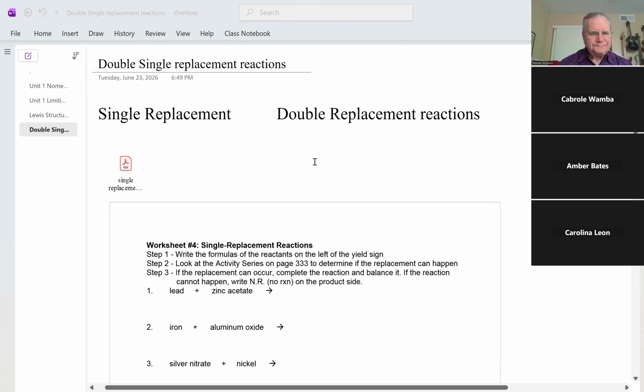Okay, now yesterday we talked about double replacement reactions, and that is where you had a salt plus a salt. Now, the question is whether you got a... oops, wait a minute here.